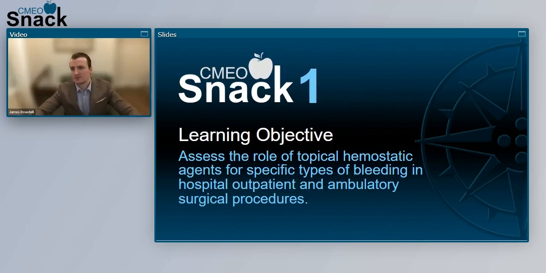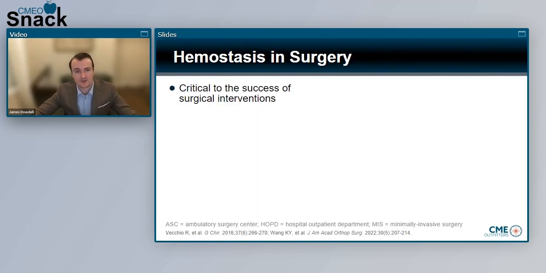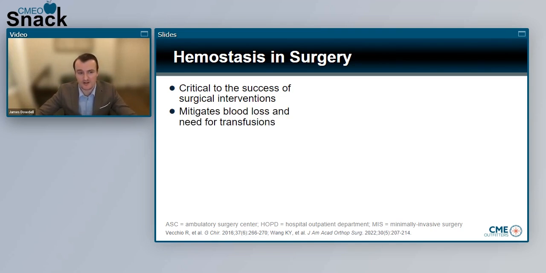So here's our learning objective for today's program. If they're participating in this activity, learners should be better able to assess the role of topical hemostatic agents for specific types of bleeding in hospital outpatient and ambulatory surgical procedures. As you know, hemostasis is critical to success of surgical interventions. It mitigates blood loss and prevents the need for transfusions.